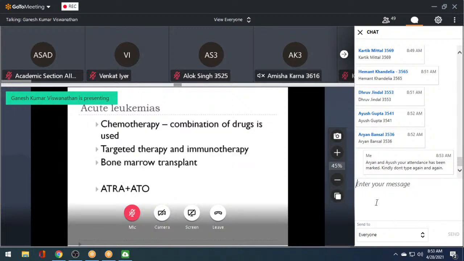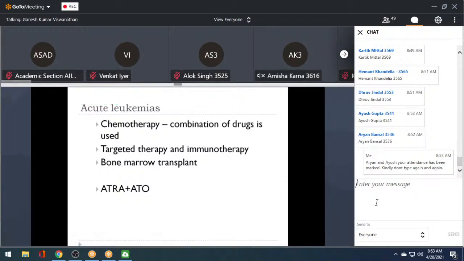So how do we treat these diseases? Broadly, it is based on chemotherapy. We give drugs to control the proliferation of these cancers. And in recent times, we don't use single drugs, we use multiple drugs. We use a combination of drugs, what we call combination chemotherapy. This is because the acute leukemia cells are very aggressive cells. So we need different types of drugs which can target different pathogenesis behind it.